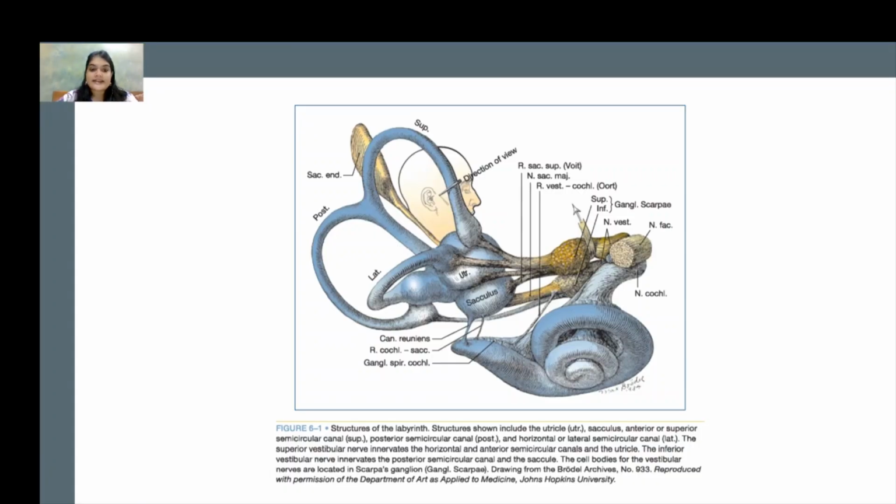So you have the three semicircular canals. The first one is the lateral or the horizontal semicircular canal, which is in the horizontal plane of the head, and you have two vertical canals. This is the superior canal and this is the posterior canal, which are in the vertical plane of the head.